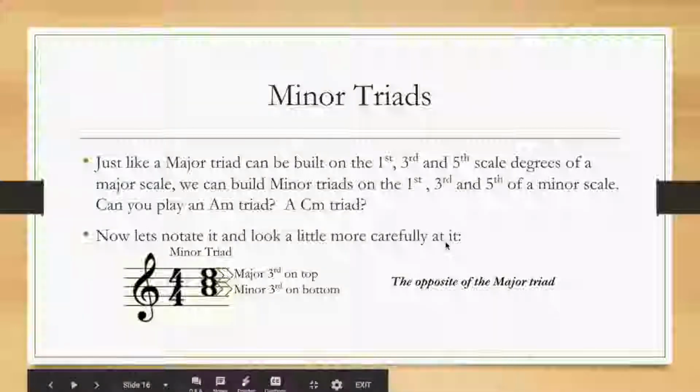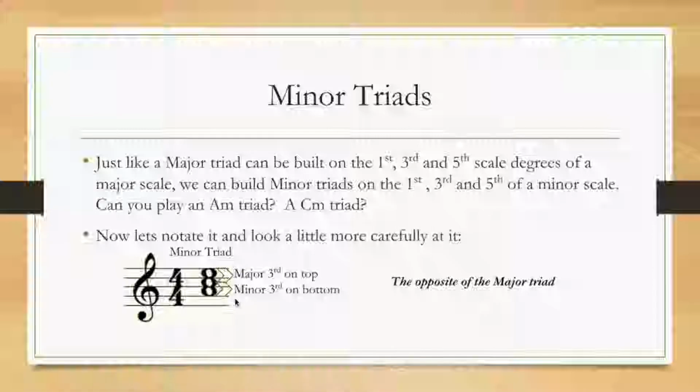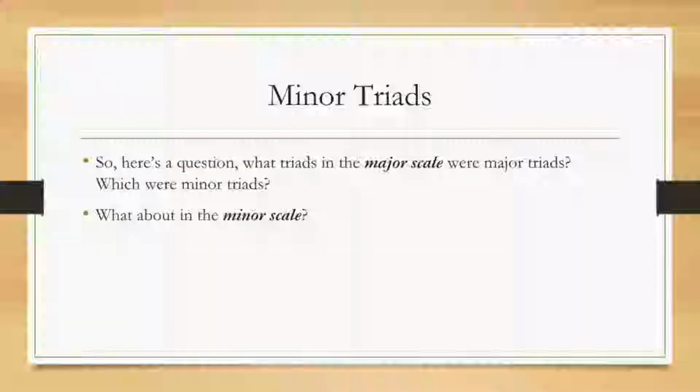The minor triad has a minor 3rd on the bottom and a major 3rd on the top, the opposite of a major triad. So when I say the opposite, take a second to tell me what kind of intervals are in a major triad. What's on the bottom, what's on the top? Very good. All right, so here's a question. Which triads in the major scale were major triads? Which ones were minor triads? What about in the minor scale? Let's think about that. I just threw that question at you.